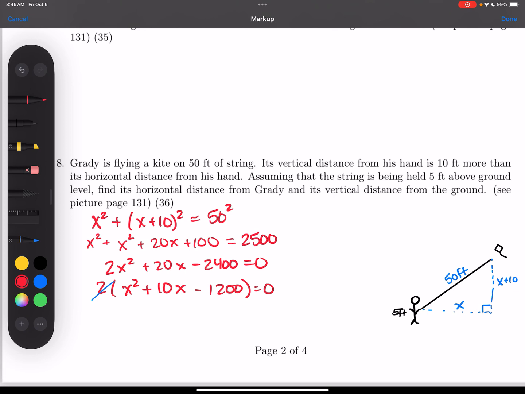So I need factors of negative 1,200 that add up to give me 10. Any ideas? 40 and 30. And the 30 is going to be negative because this number is negative. So this is going to be x plus 40 times x minus 30 equals 0.